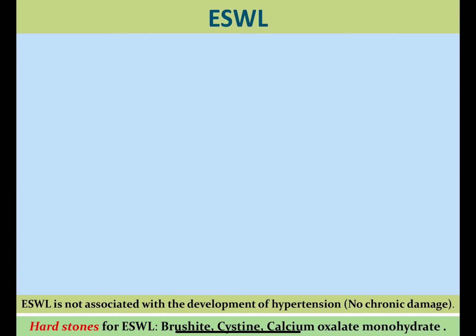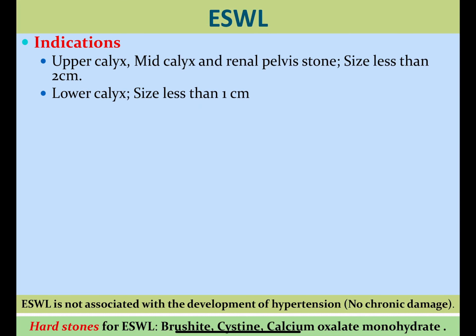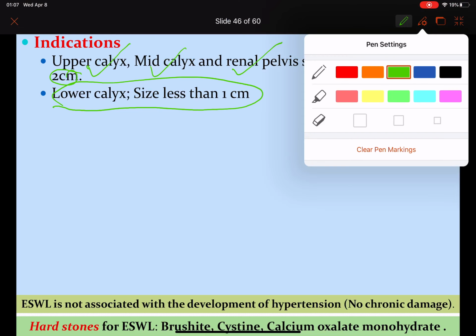So see, the indication, as I already told you: if the stone is up to 2 centimeters in the upper calyx, mid calyx, or renal pelvis, we can do it. The stone should be less than 1 centimeter if it is in the lower calyx. These are the indications we know. I'm talking about the kidney stone. ESWL can be done for the ureteric stone. ESWL can be done for the bladder stone. That I'll discuss later on. I'm just discussing the kidney stone now.